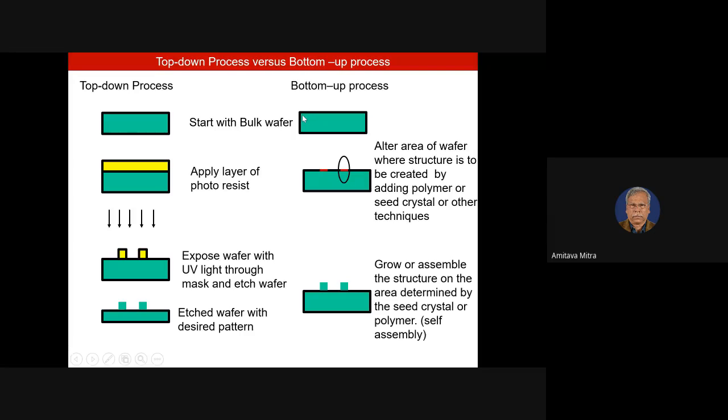The same thing we can do in the bottom-up approach. We can select the area where a structure is to be created by adding a polymer or seed crystal on either technique. We can put some seed crystal and we can grow those crystals on top of it. So this can give a picture of how, for similar types of materials, the top-down approach and the bottom-up approach work.